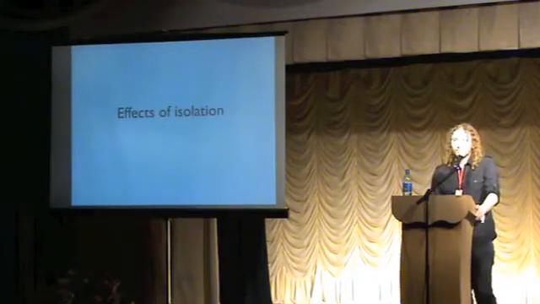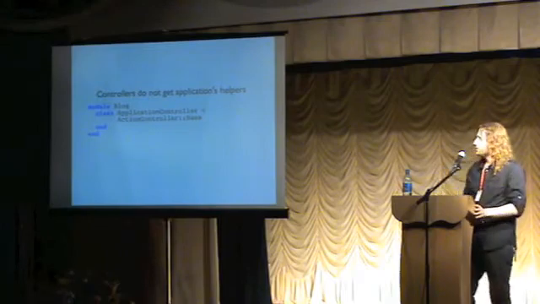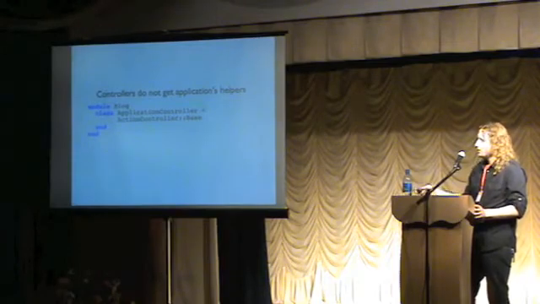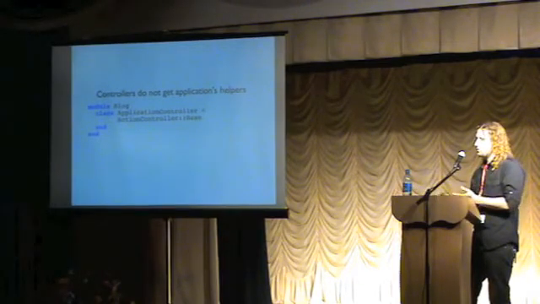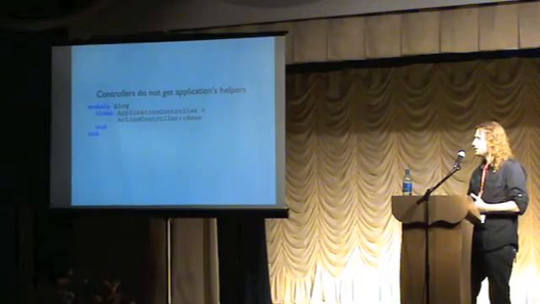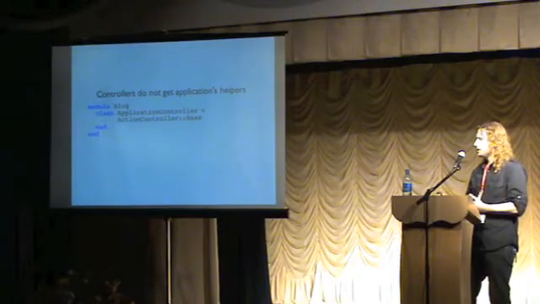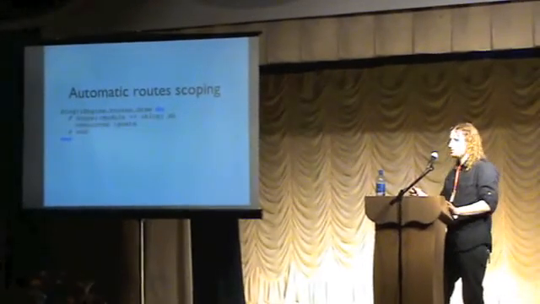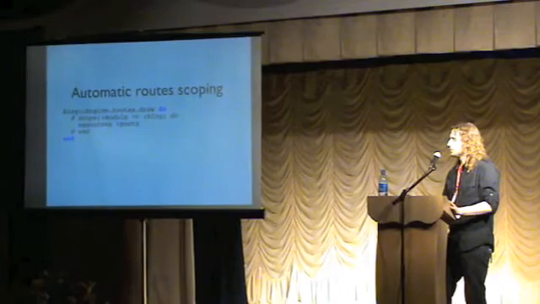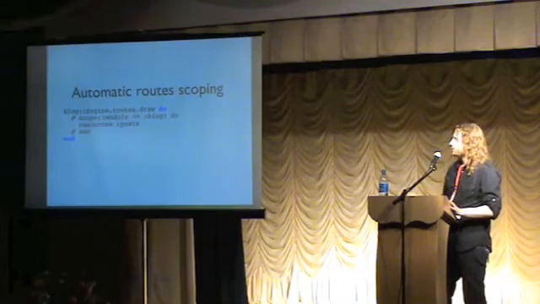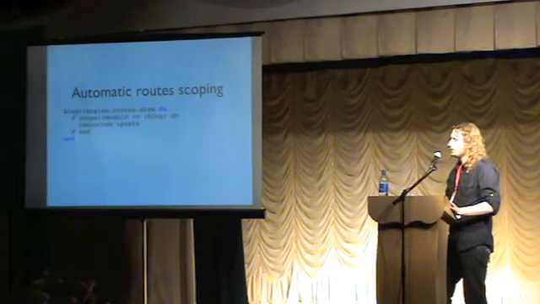So the effects of isolation are, first, that normally when you have a controller like that inside the namespace Blog, it will get all the application's helpers anyway. This namespace will not change anything. Now when you have an isolated engine, it will get just the helpers of the engine, so it will be isolated. The next thing is routes. If you have all the controllers namespaced with, for example, Blog, so you have Blog::PostsController, you would have to add the scope that's commented here. And in an isolated engine, you can just omit it, it's added implicitly.